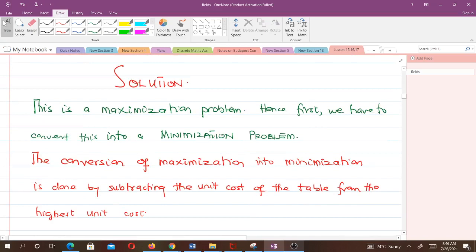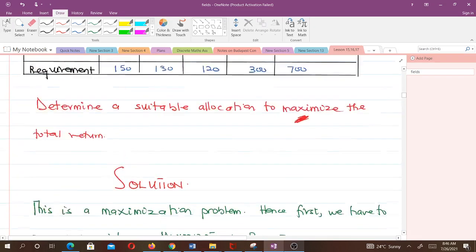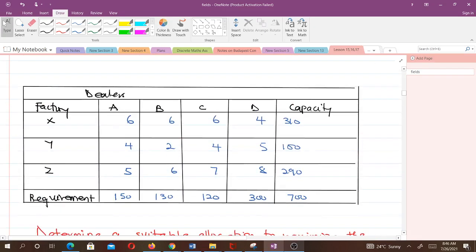This is a maximization problem. Hence, first we have to convert this into a minimization problem before we can solve it. The conversion of a maximization problem into a minimization one is done by subtracting the unit cost of the table from the highest unit cost. So if you want to convert this problem into a minimization one, we ask ourselves, what is the highest cost here? You can see it is 8.